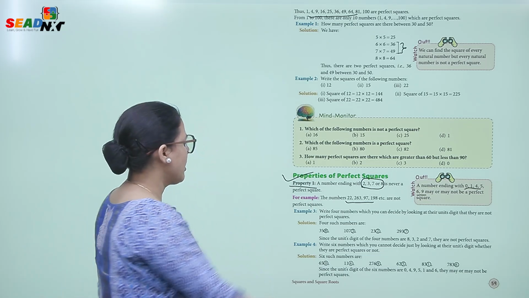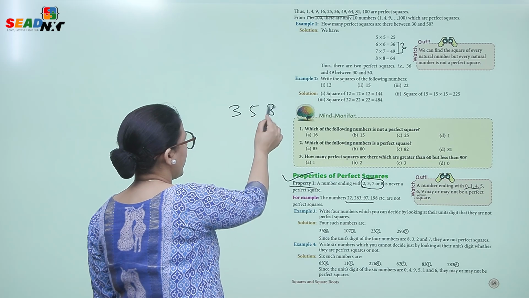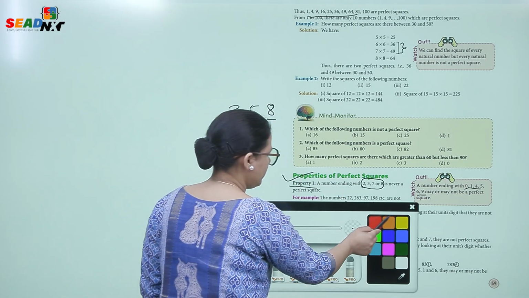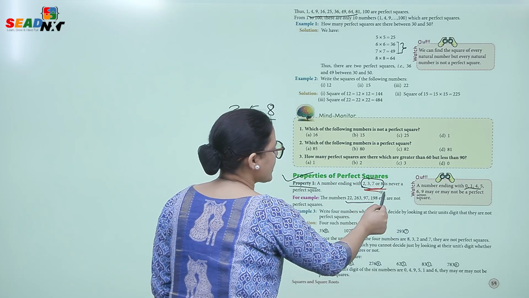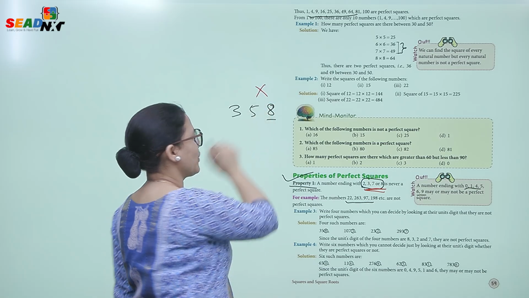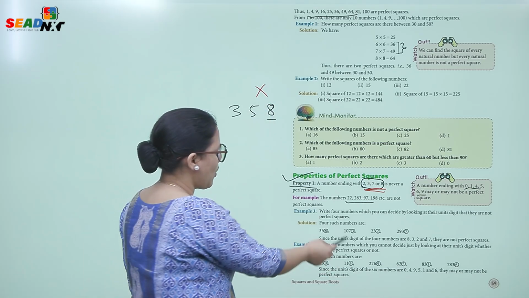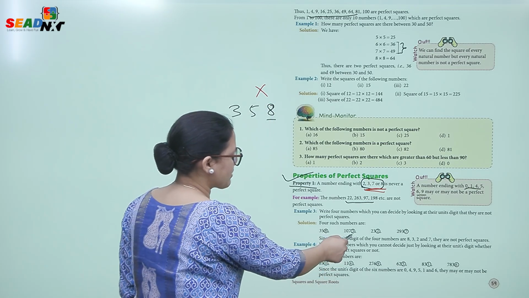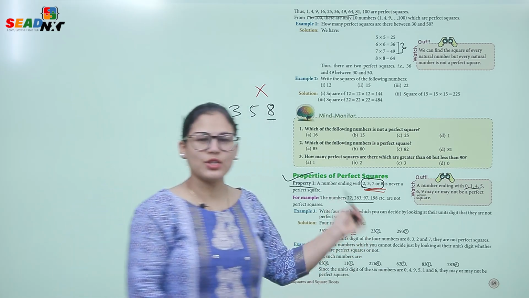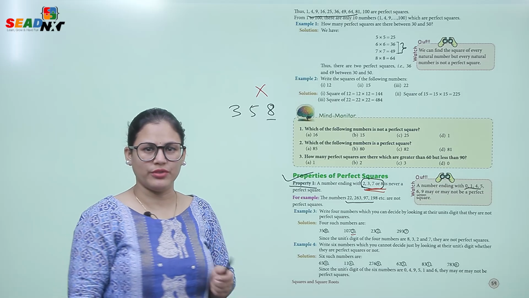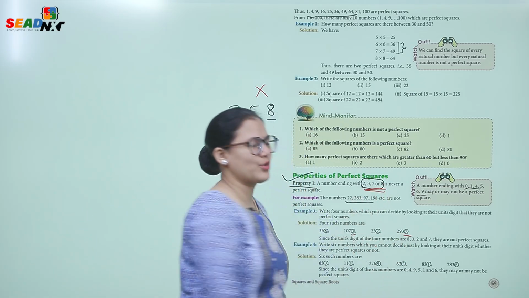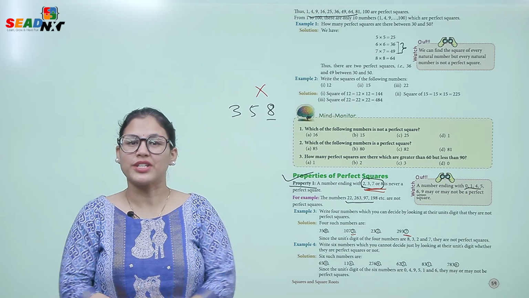So first number is 358. So 8 is at unit place and हमने यहाँ पे देखिए क्या पढ़ा था अभी. See, 2, 3, 7, 8 अगर होंगे यूनिट प्लेस पे तो वो परफेक्ट स्क्वायर नहीं होगा. Is that clear? Next is 1073, unit place पे 3 है, this is also not a perfect square. And 232, 2 is at unit place, this is also not a perfect square. And 2937, 7 as unit place, so this number is also not a perfect square.